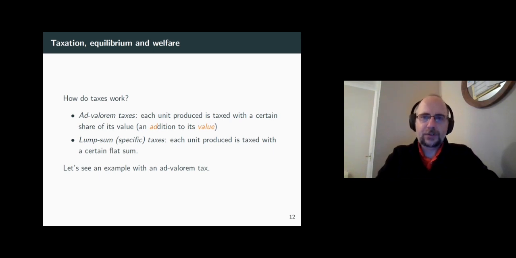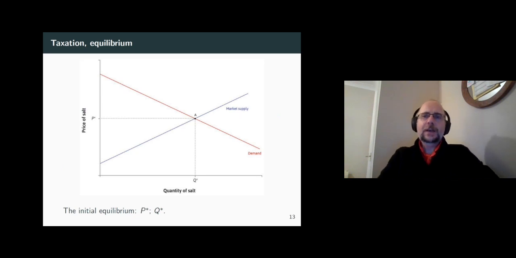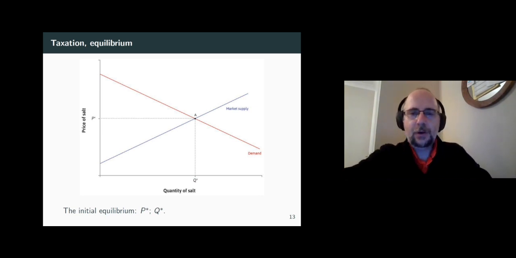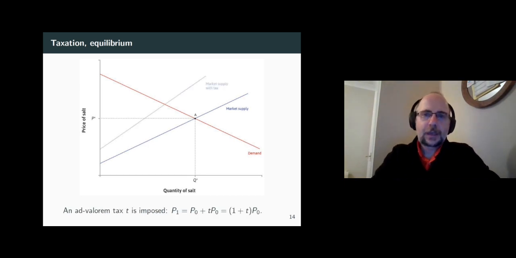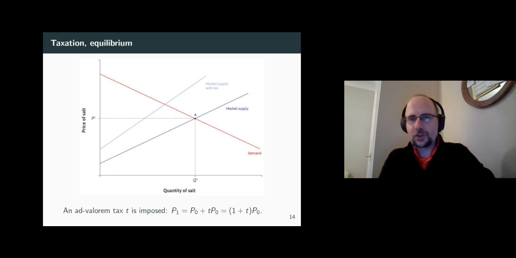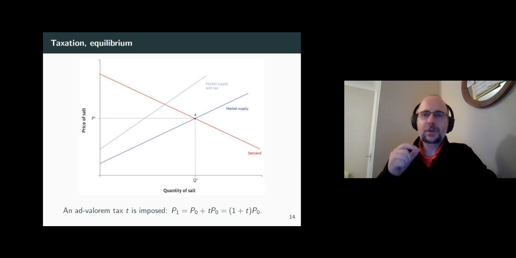Let's see an example of the first type, which is the ad valorem tax. So this is the old equilibrium in the market for salt. The equilibrium is given by P star and Q star. Now, what will happen if we impose an ad valorem tax? The ad valorem tax adds a certain proportion of the price to the existing price. In this case, every unit sold on the marketplace by the suppliers is taxed by the government with a certain fixed percentage of the price.